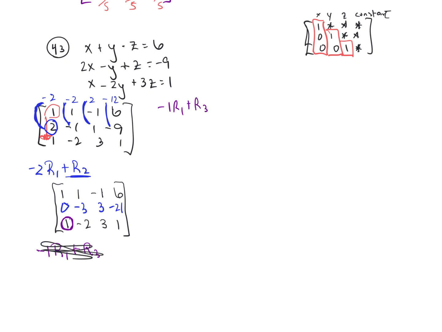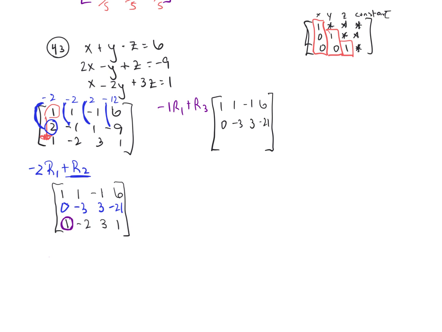Oh, geez, eraser, duh. Okay, let's try it again. So we have our matrix. Now, are we actually messing with row 1? We are not. So 1, 1, negative 1, 6. And we are not messing with row 2 this time. So we're going to keep those values.